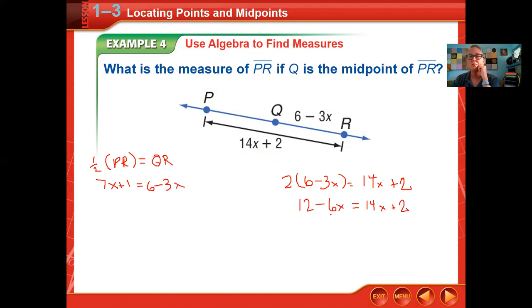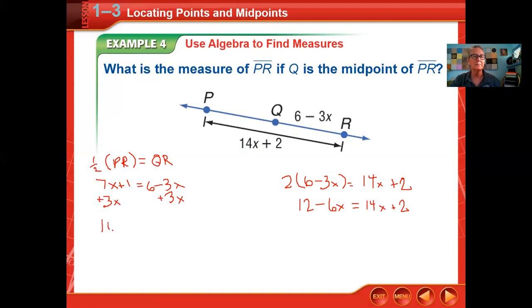So in this one, if you're solving this one already in your head, you added the 6x over here and you got 20x. You subtracted the 2 over here and you got 10. So you would have gotten x equals 10 over 20, which is a half. Let's see what we get on this side. I'm going to add this 3x out of here because it's bugging me. I want it to be with the 7x so they can be friends.